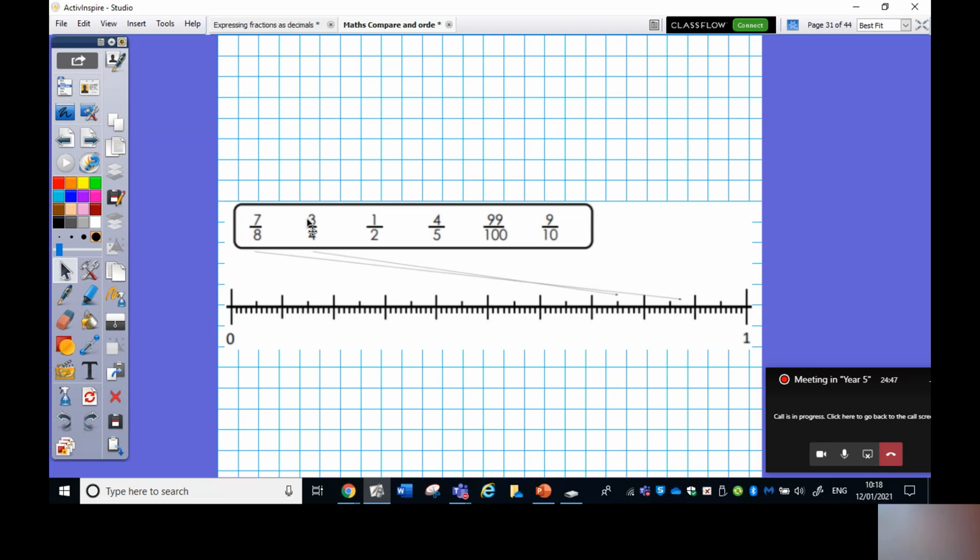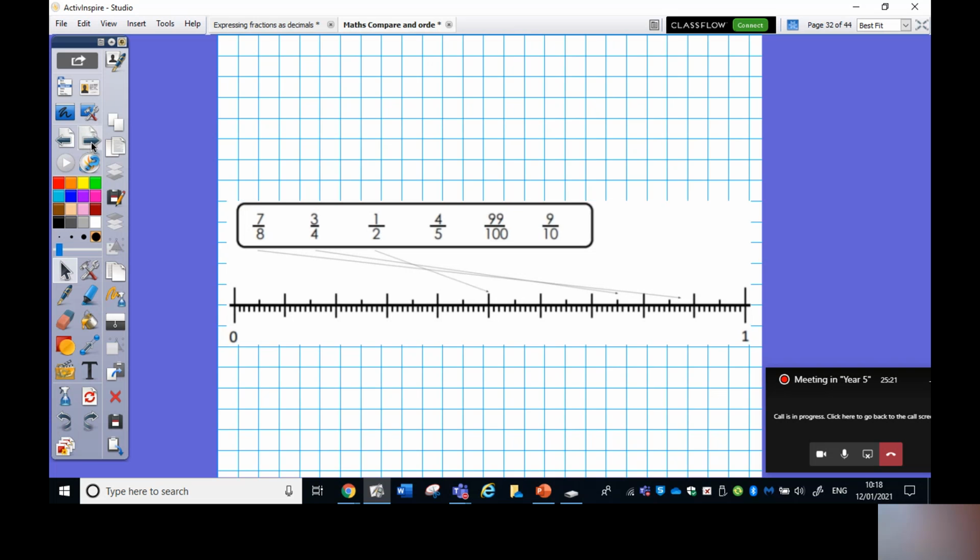Next, 3/4. I know this is half. What else? How many 20ths? 1, 2, 3, 4, 5, 6, 7, 8, 9, 10, 11, 12, 13, 14, 15. Good. 15 20ths. Or how many hundredths? 75 hundredths. Excellent. Let's go with the next one.